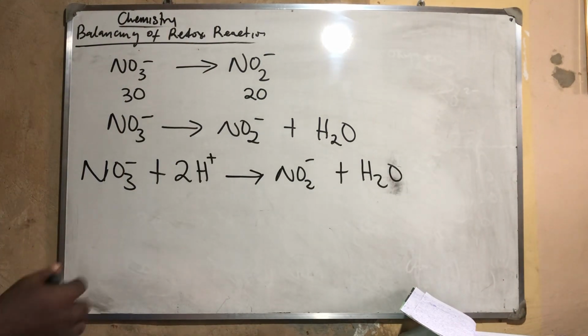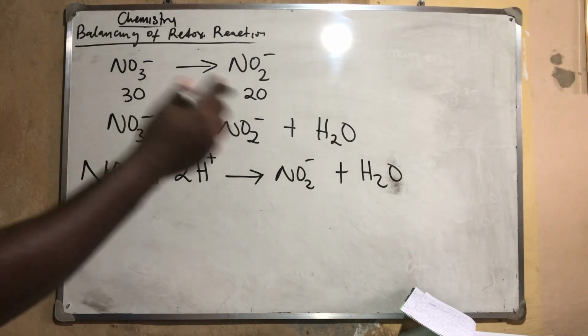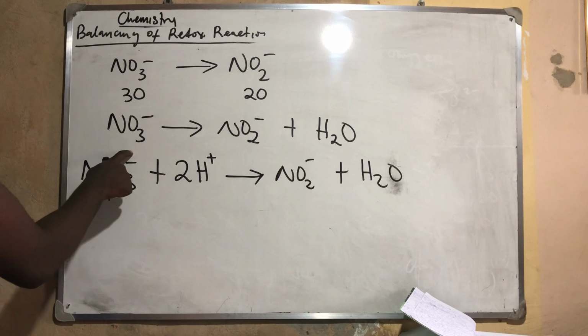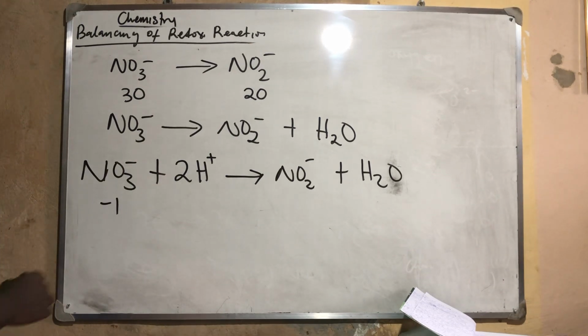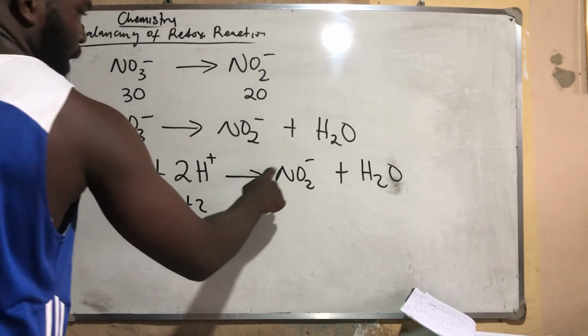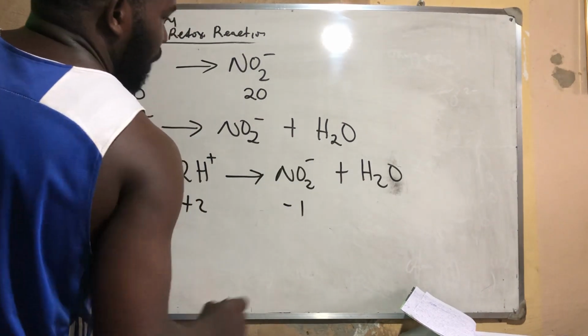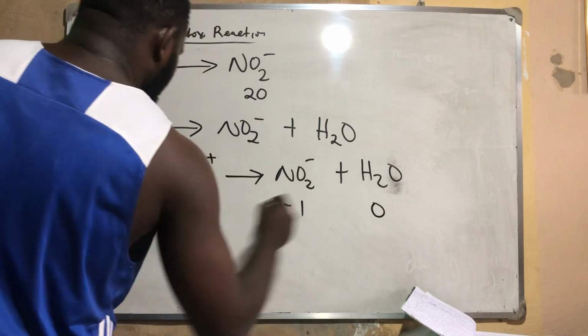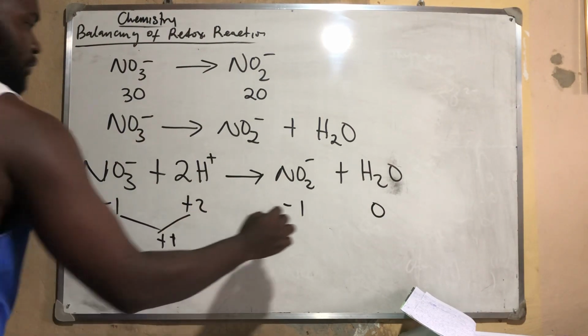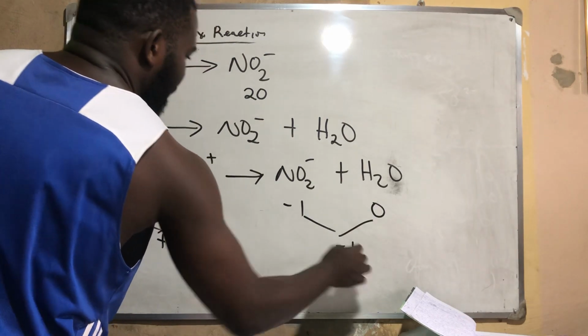The next thing to do is to check the charge on the left hand side and on the right hand side. Here the coefficient is 1, 1 times minus 1 is minus 1. 2 times this is plus 2. Here, 1 times minus 1 is minus 1, and 0 times 0 is 0. If you add these two, this side is giving me plus 1. If you add these two, this side is giving me minus 1.